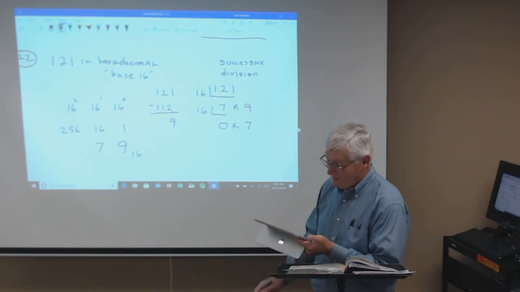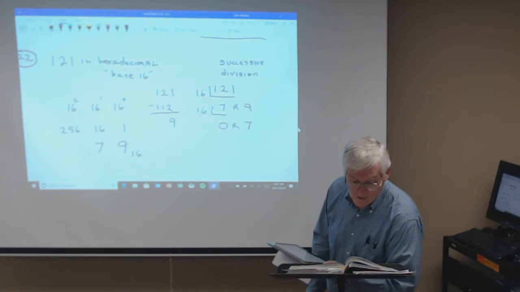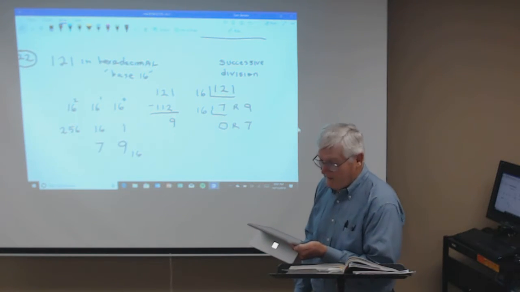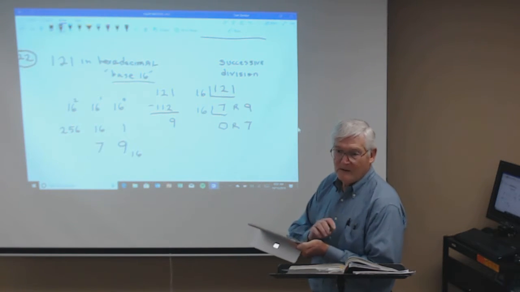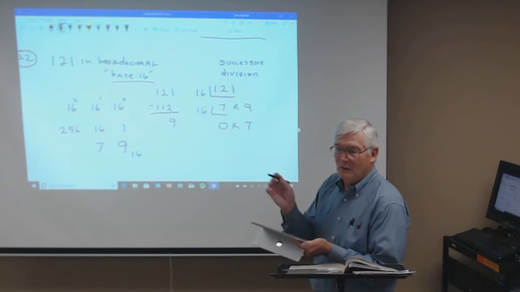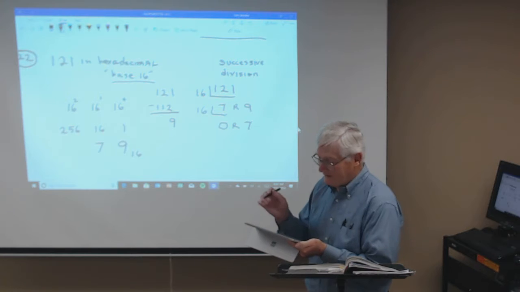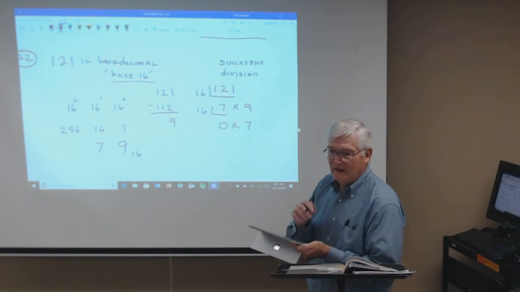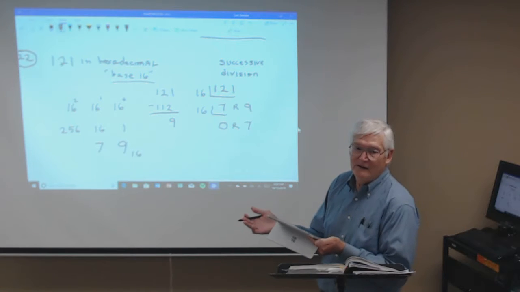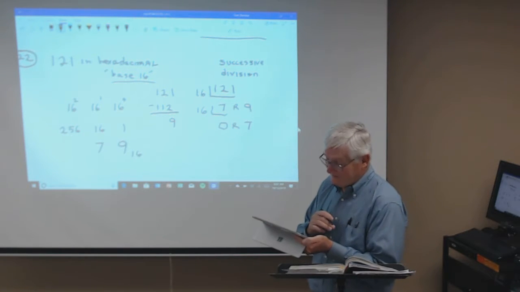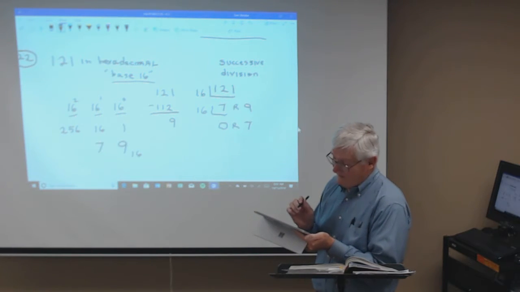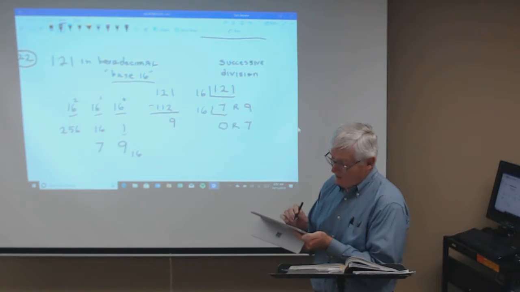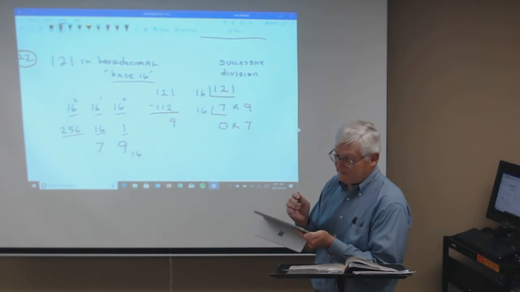Number 22. 121 in hexadecimal. Did you know that hexadecimal is base 16? Duodecimal is base 12. Hexadecimal is base 16. Octal is base 8. You probably ought to put that in your notes somewhere, because you're probably not going to remember it otherwise. So I go 16 to the 0, 16 to the 1, 16 squared. And what's 16 to the 0? 1. What's 16 to the 1? 16. What's 16 squared? 256. Isn't it?